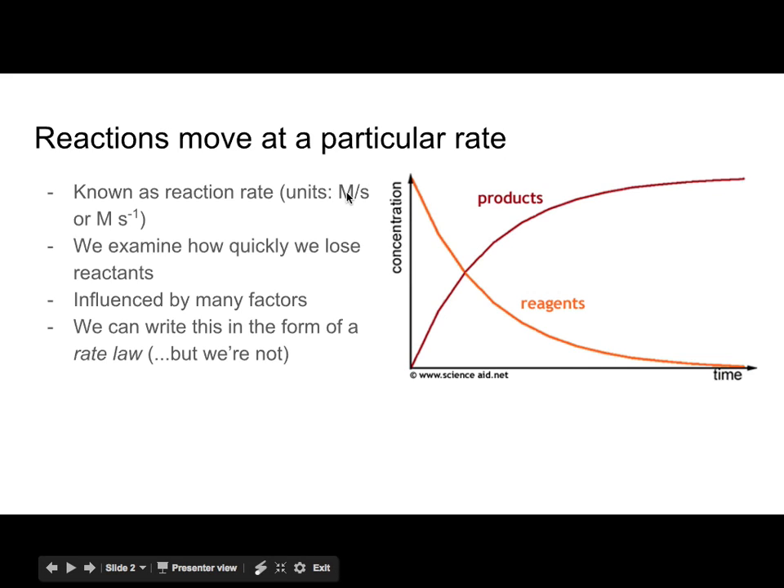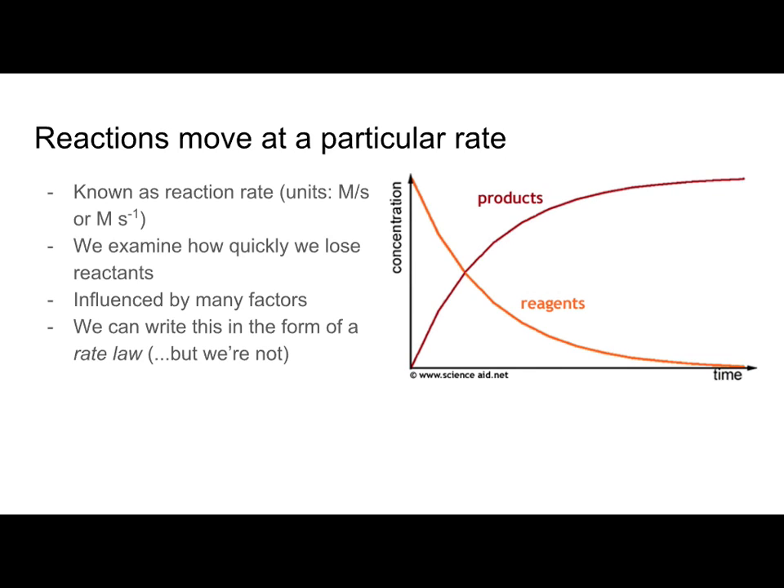Those units are going to be in molarity per second, which is either written big M/S, or big M with an S to the -1 power. Either one means molarity per second. There's lots of things we could do to influence it, like changing the temperature or the concentration, or adding a catalyst. We've dealt with that before. You have a quiz on this on Friday.